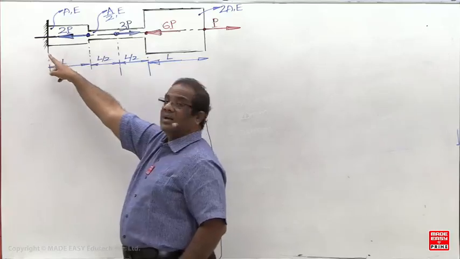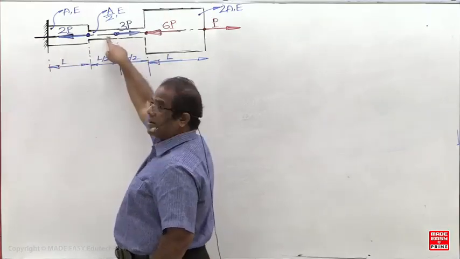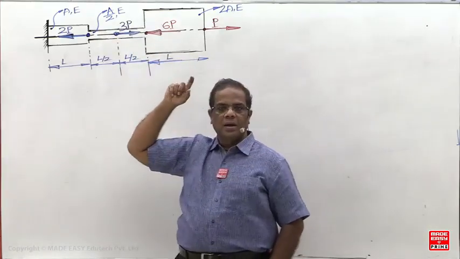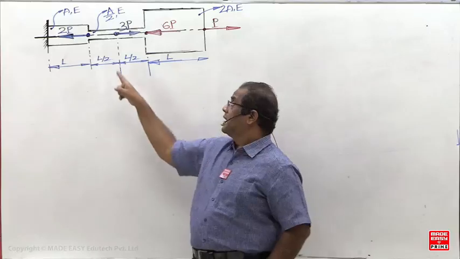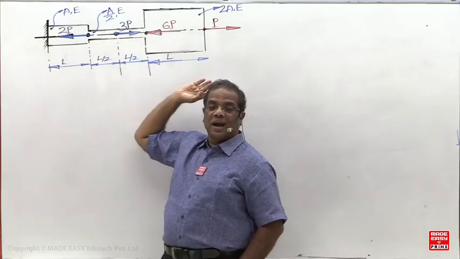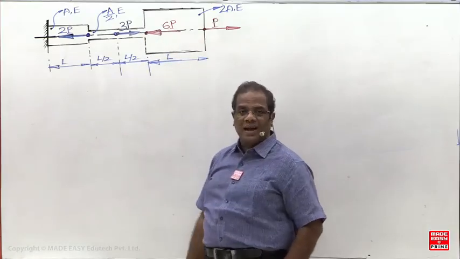With respect to prismatic, there are 3 bars. This is the first prismatic bar. This is the second prismatic bar. The third one is the third prismatic bar. But in the second prismatic bar, it is not a pure axial load. What about the third bar? Prismatic and pure axial load.